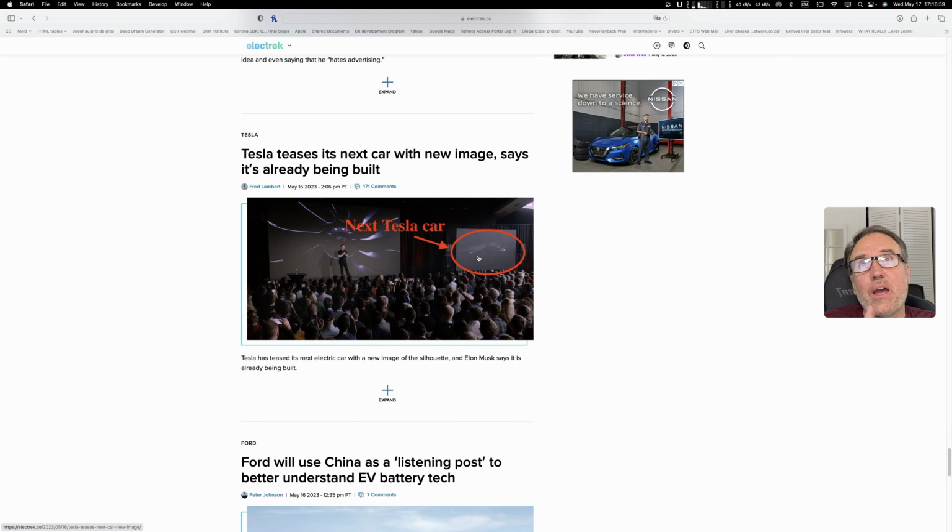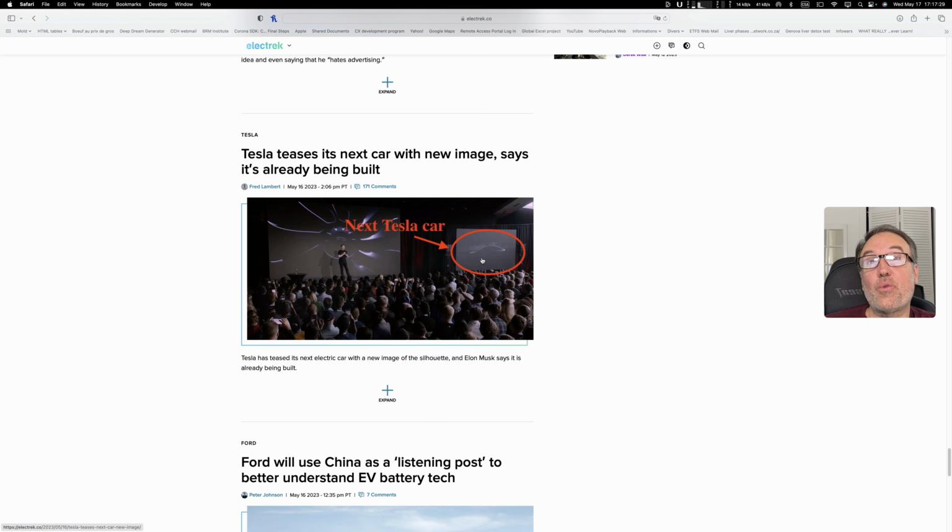So you can see here a little bit of a silhouette. So this looks like a smaller Model Y. And Elon says that with these two cars combined, they should be able to sell 250,000 cars a year. So they are working on other cars. So that's great news.